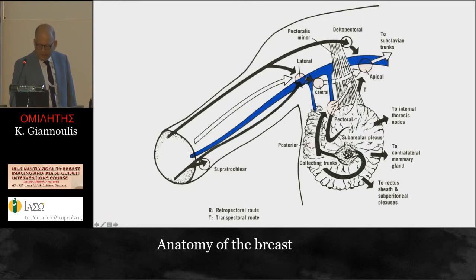The subareolar plexus drains by collecting trunks into the axillary nodes, as we see here, and the pectoral nodes drain most of the breast. The apical nodes receive lymph from the other axillary groups. There is also a retropectoral route behind the pectoralis and a transpectoral route of lymph drainage, and also the other directions that we talked about earlier.